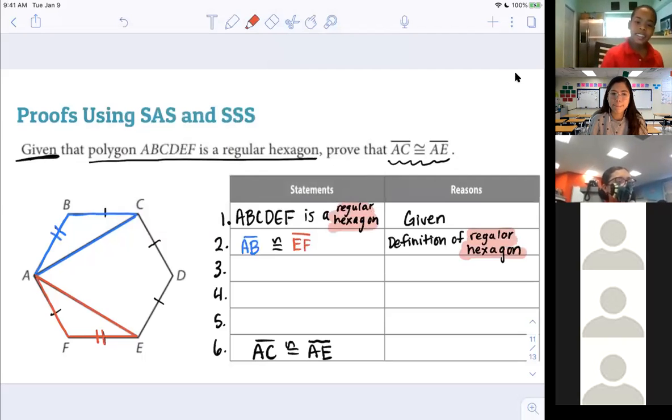For me, in the second one, it looks like a different word instead of regular. It kind of does, though. I'm so sorry. All right, moving on.